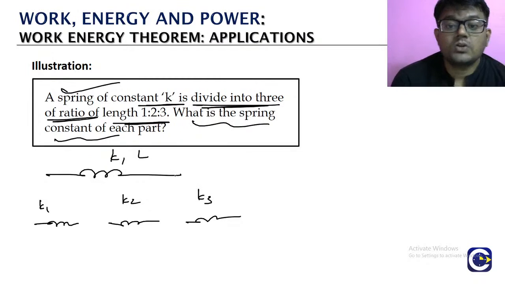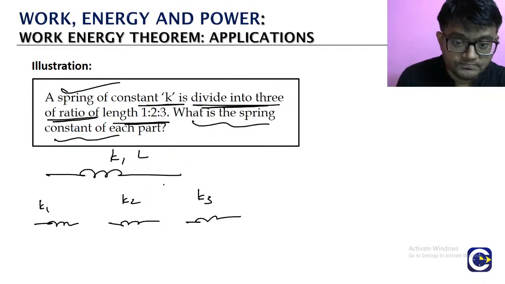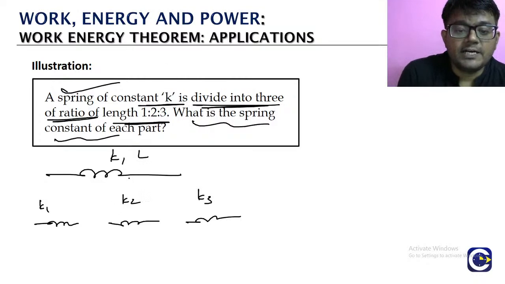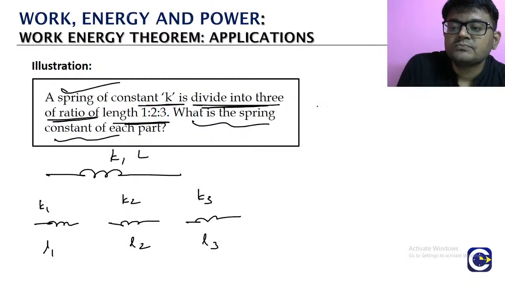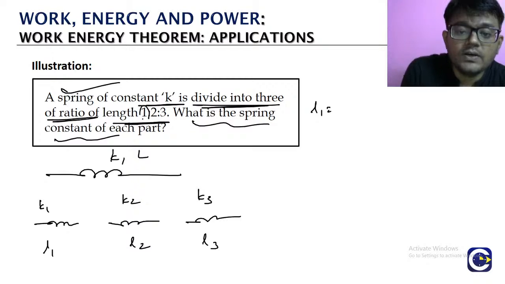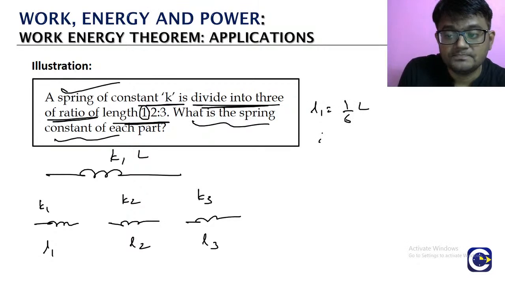Okay, so look at this. They are giving us the ratio of the lengths as 1:2:3. Let us say the lengths are L1, L2, L3. What is L1 going to be? One part. What is the total number of parts? 1 plus 2 plus 3, which is 6. So L1 is 1/6 into capital L.